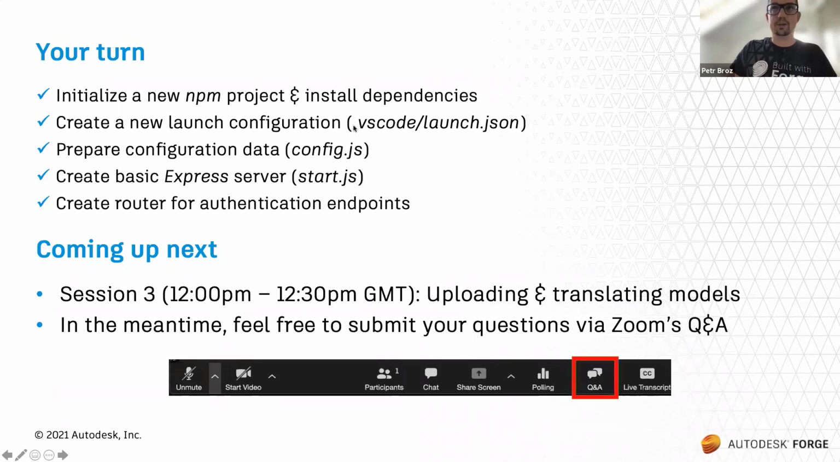And again, if you happen to be using Visual Studio Code, I'd recommend defining your launch configuration in the launch.json file under the .vscode folder. And then start building your server.